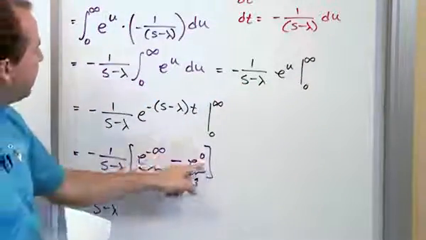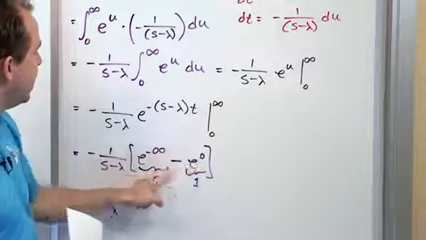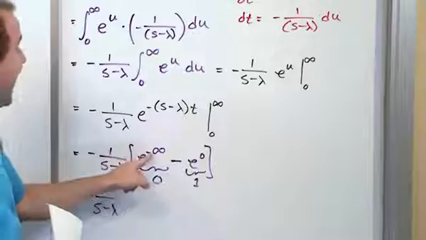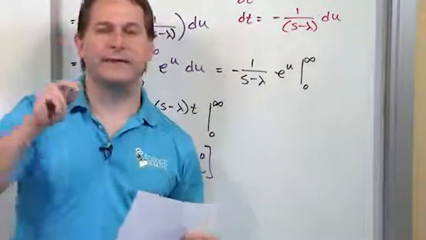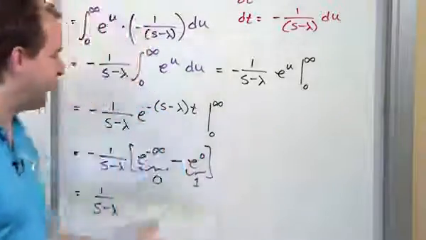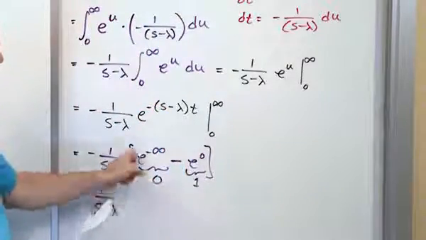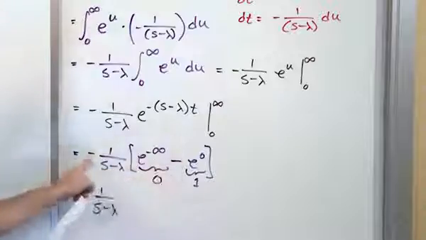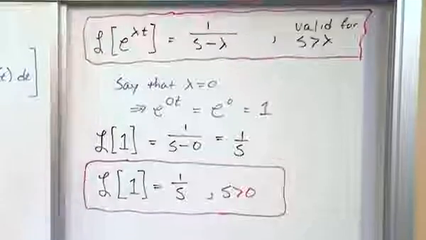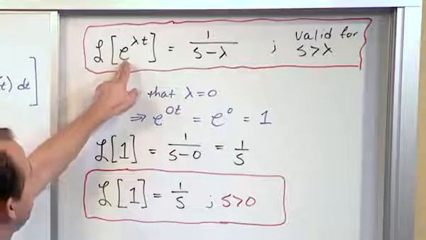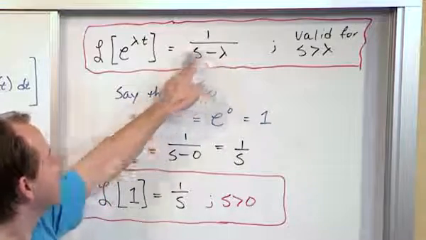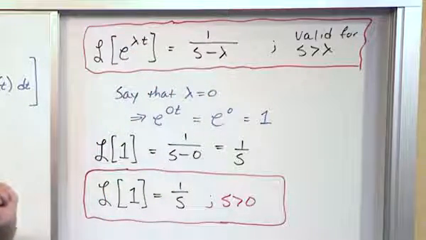The limits of integration greatly simplify what's happening because this becomes a 0, this becomes a 1, because it's negative infinity. Remember, e to the negative infinity is like 1 over e to the positive infinity, which means 1 over infinity, giving you 0. So all this stuff drops away, giving you negative 1, giving you positive 1 over s minus lambda. So the conclusion here is the Laplace transform of e to the lambda t is just a function of s. This lambda is locked down with whatever your specific function is.